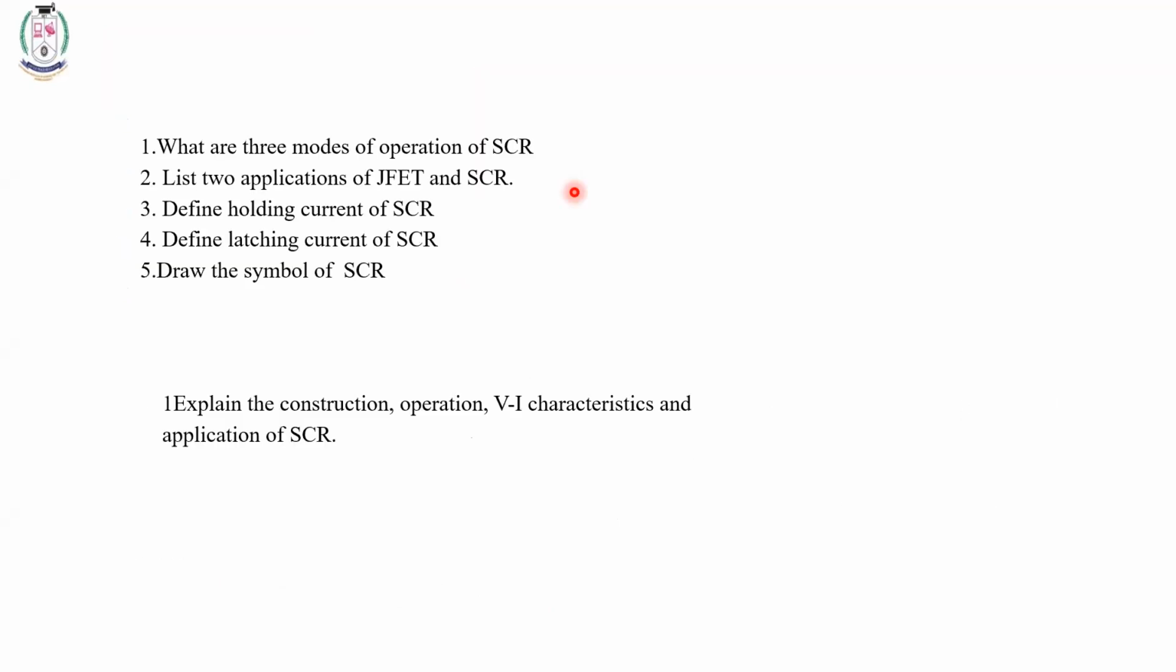I think I have asked this there itself. What are the three modes? You have already replied to me. Forward conduction mode, forward blocking mode, and reverse blocking mode. List two applications of JFET and SCR. I think now only we have seen SCR. Can you tell the applications of JFET? JFET, anyone?